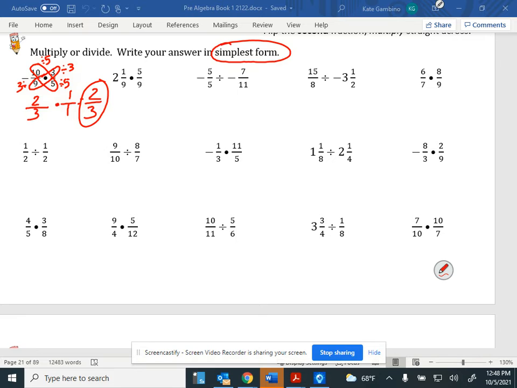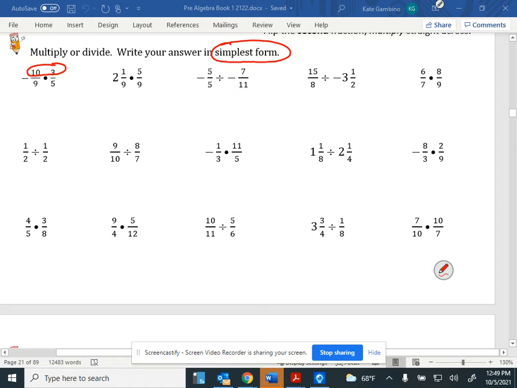Oh, there's the picture. Okay, so that's doing it cross simplifying. Some of us remembered how to cross simplify from last year. If you're not comfortable with cross simplifying, you can just multiply and then simplify at the end. You multiply straight across. 10 times 3 is 30. 9 times 5 is 45. And then I need to simplify.